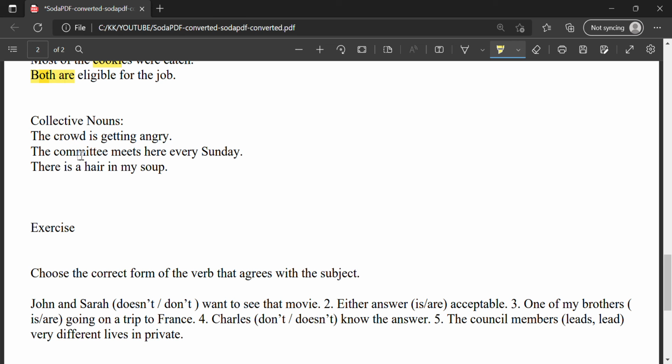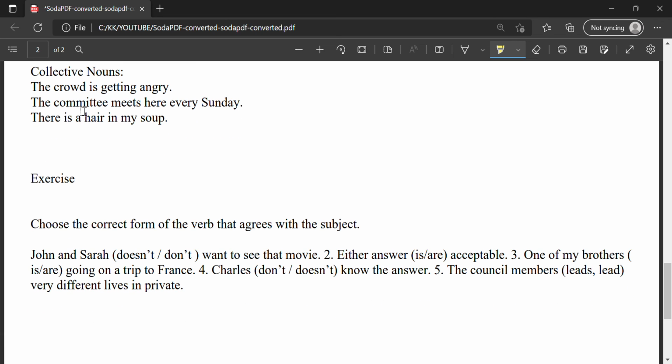Collective nouns. Okay, the crowd is getting angry. See, it is a crowd, and though there are a large number of people, we are still using is because it's a singular thing, because it is a collective noun. The committee meets here every Sunday. The committee is a collective noun, so we are using singular for that. There is a hair in my soap. Oh man. So we are using there and here, and that is the reason we are using a singular verb here.